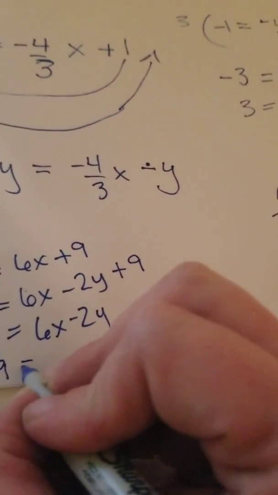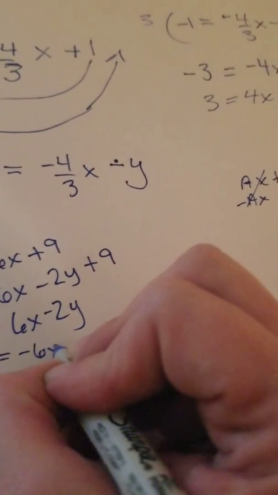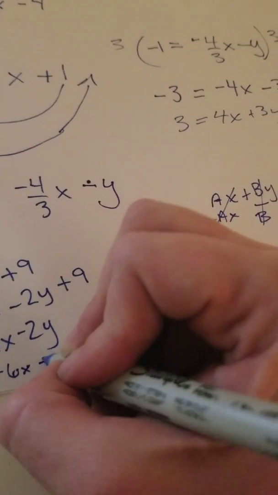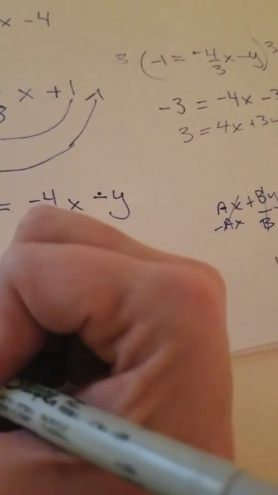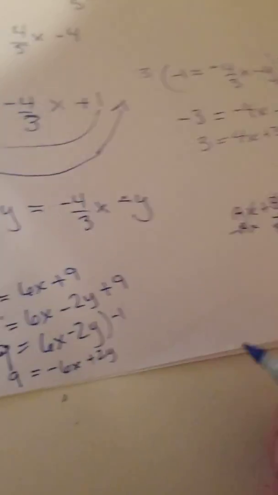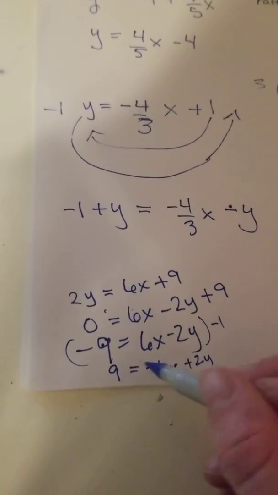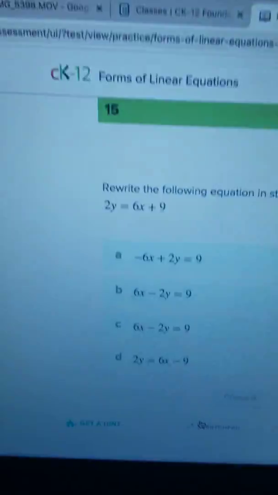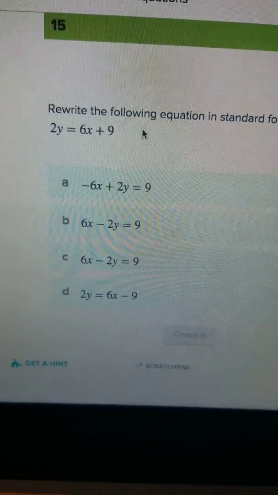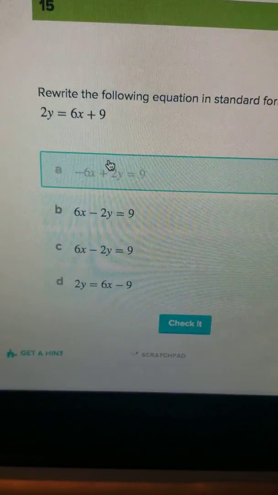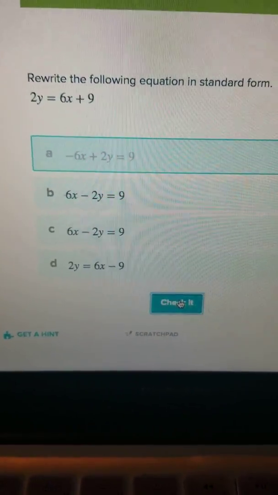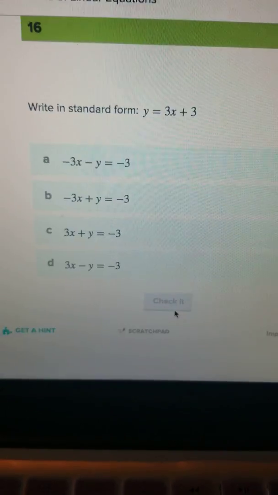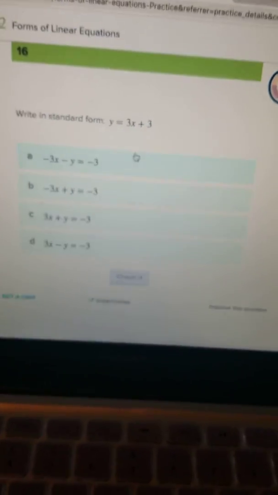None of those. Okay, so go back to it, change the sign of everything. 9 equals negative 6x plus 2y. Because you just use your distributive property to multiply everything by negative 1. So now I have 9 positive equals negative 6x plus 2y. Check it. That's right. We got you. Right in standard form.